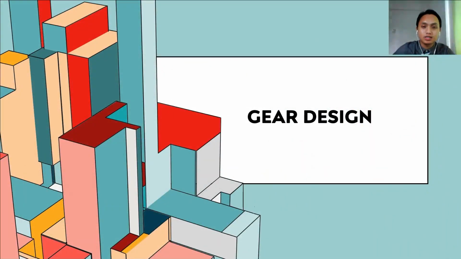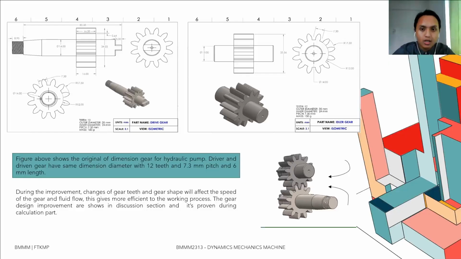We will go to the gear design. During the improvement, we will improve this gear design. Changes of gear teeth and gear shape will affect the speed of the gear and fluid flow. This gives more efficiency to the working process. The gear design improvements are shown in the discussion section and will be proven during the calculation part later. So you can see the animation of the gear rotations. So that's all from me. We will go to the next part.